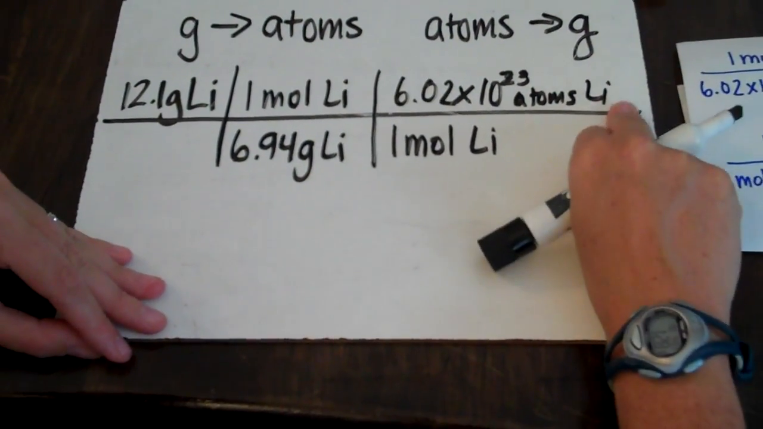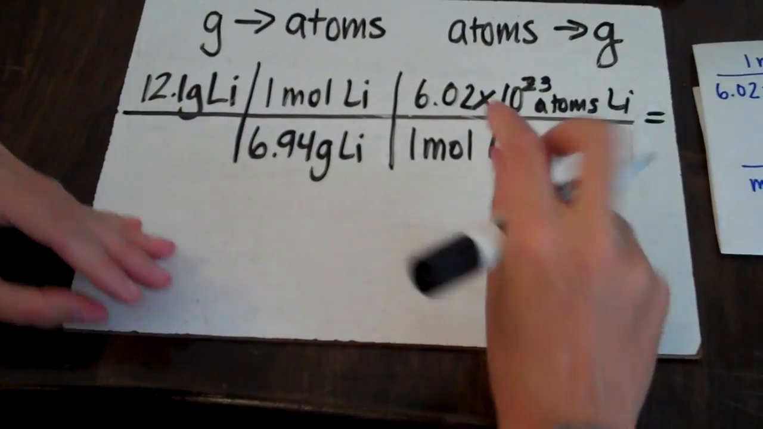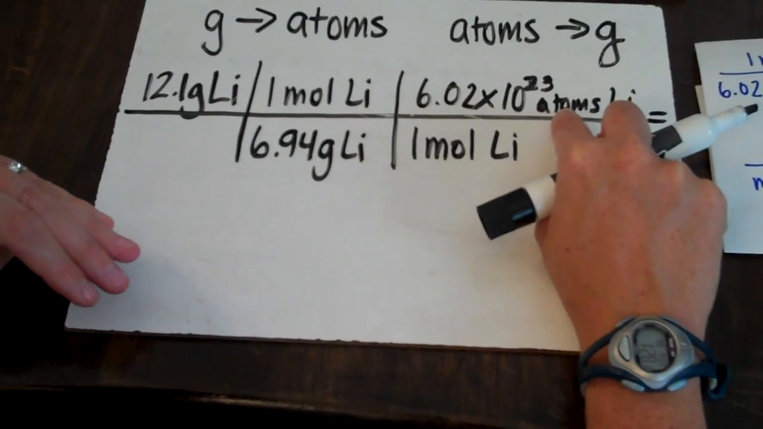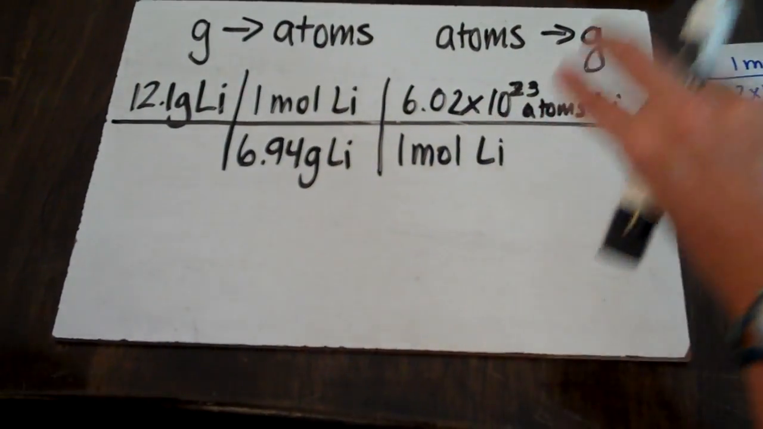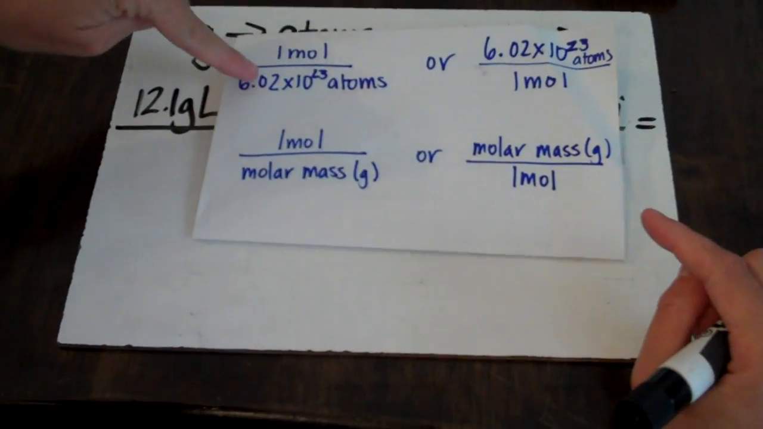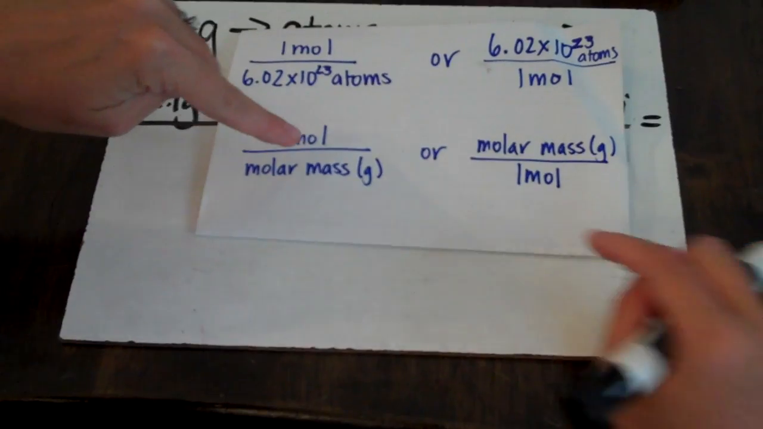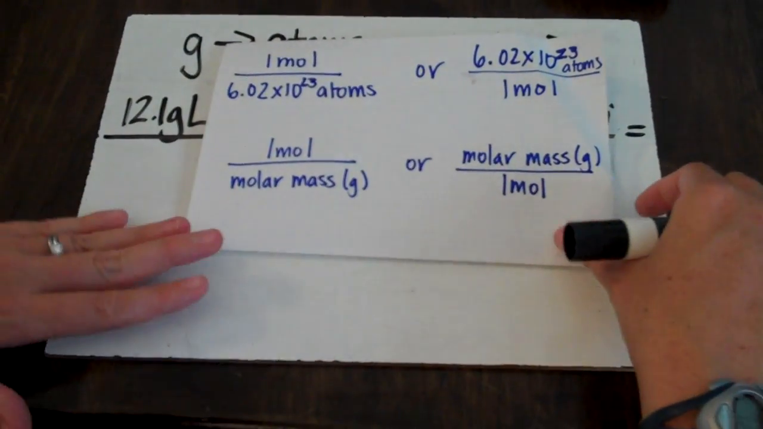And so now all we need to do is plug and chug. One of the things I do want you to understand is, as this number goes with atoms, this big number will never be moles. It's always going to be atoms. These conversion factors, while they can flip, you see this number always goes with atoms, and this molar mass will always go with grams. You can't flip that, and a lot of students want to.